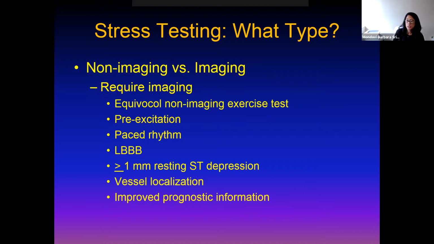Other indications: if a patient has already undergone a non-imaging exercise stress test and it was equivocal, then it can be repeated with imaging. And then, as I mentioned, other ECG findings such as left bundle branch block, if they already have ST depressions at baseline on their EKG or really significant repolarization abnormalities, then imaging is important. And then if it's performed mainly because the patient already has known coronary disease and you're trying to get more information about the extent and which vessels are involved, then you're going to want to do that with imaging.